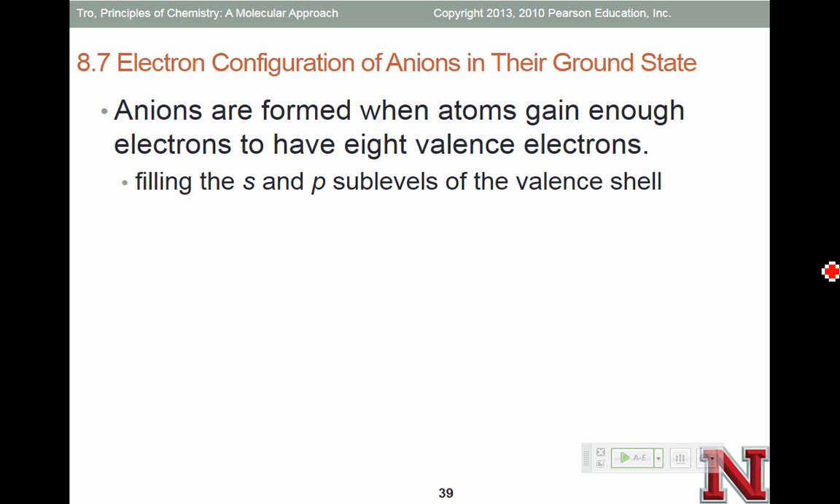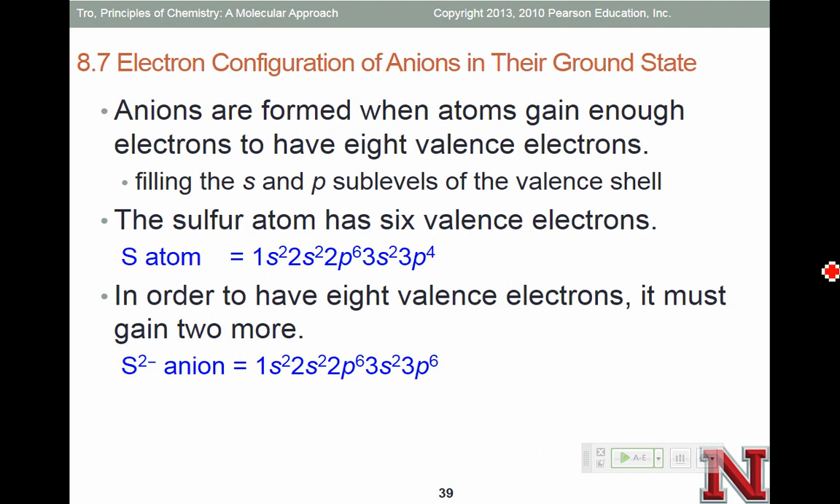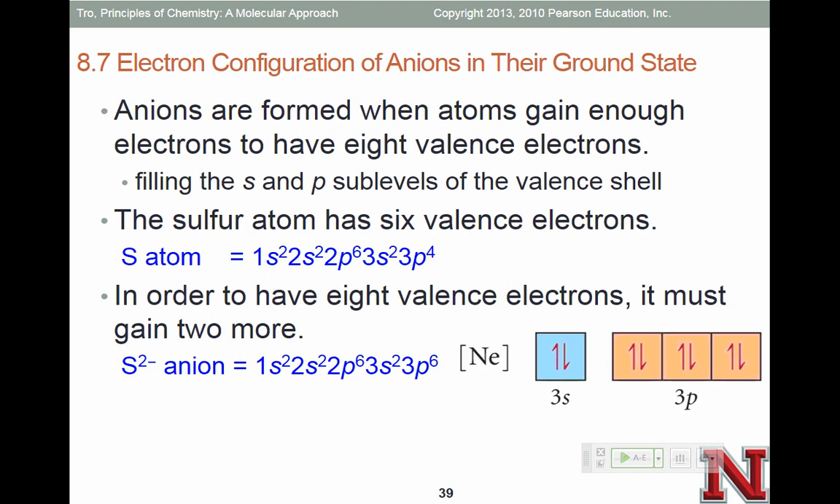So anions are formed when we gain enough electrons to have 8 valence electrons. So we're filling the s and p. If we look at sulfur, this is what sulfur looks like in its neutral form for its electron configuration. Sulfur needs to gain 2 electrons. So now its electron configuration looks exactly the same as argon. And if we add this up, we have 2 more electrons than sulfur should have. So pretty straightforward. That's how our electron configuration changes. And this is what its valence represents here, and it's completely full.